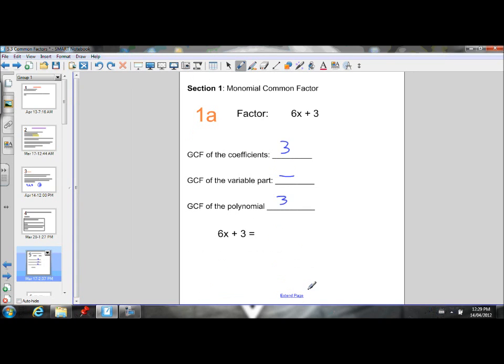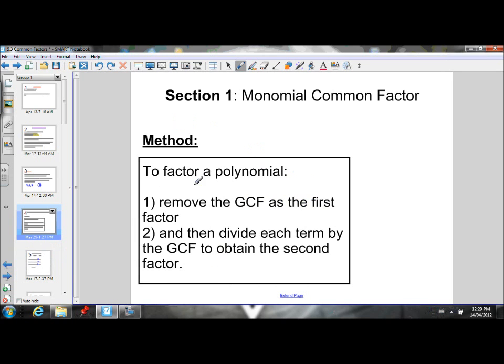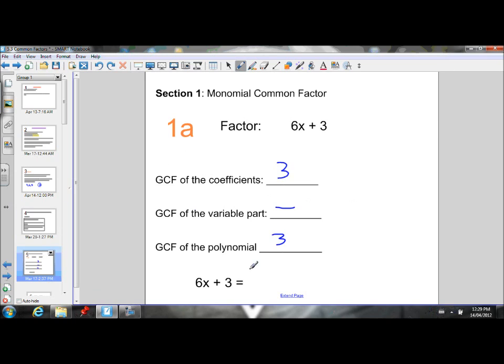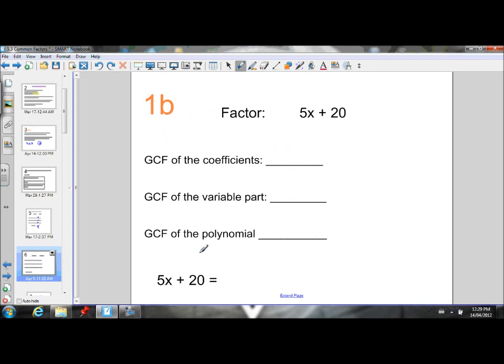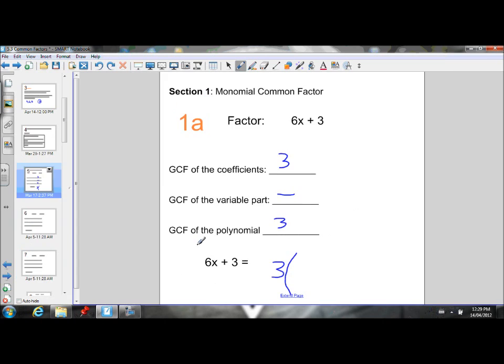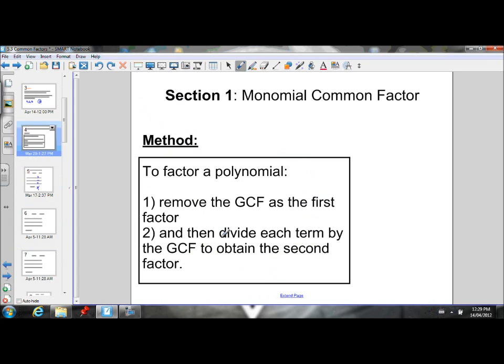Now, our steps are to remove the greatest common factor as the first factor. So we're going to take a 3 out of the 6x plus 3. We've taken that out. Now our next step is to then divide each term by the greatest common factor to obtain the second factor.